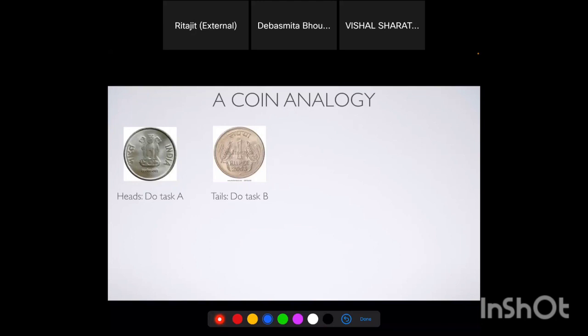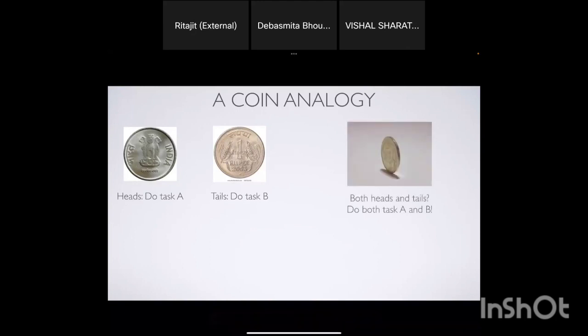But here is one example to understand why a quantum computer is supposed to be so powerful. It's hyped that Shor's algorithm can break the RSA crypto system and all of those things. So why is quantum computing so powerful? Suppose we have two tasks, task A and task B, and you give me a coin and I will do only one task at a time. If you give me the head side of the coin, I'll do task A, and if you give me the tail side, I'll do task B. So if you want me to do both tasks, you will have to give me two coins, obviously.